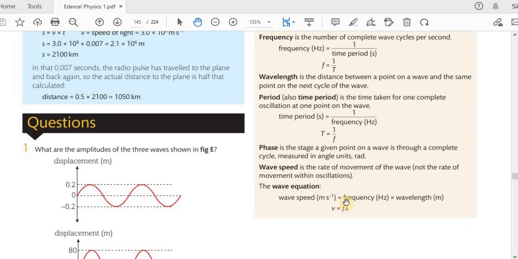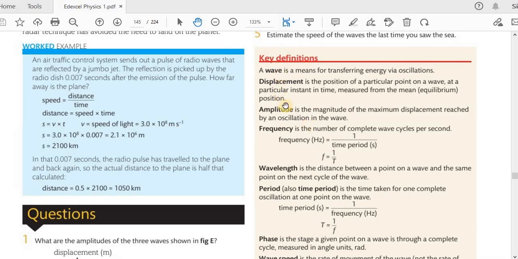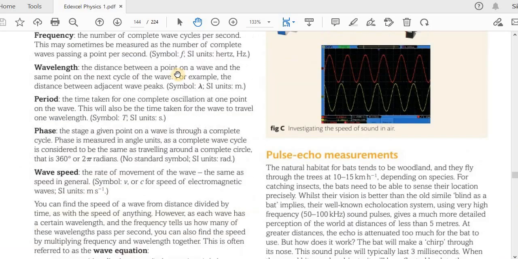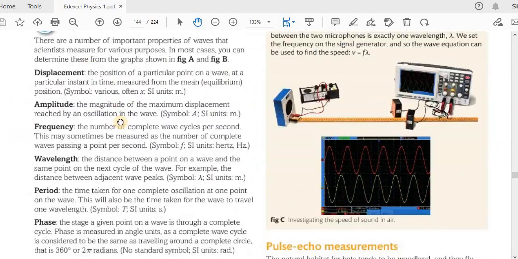Okay, so you should know all these equations. These are all in SI units. Time period equals 1 over frequency. Frequency equals 1 over period. And all these definitions are important. And here it's at the last part of the chapter. So now if we go up a little, you can see this a little more in detail. So let's go through this because this is very important.